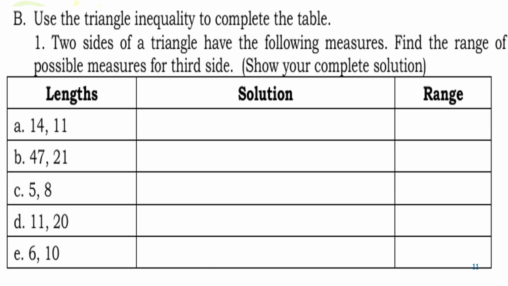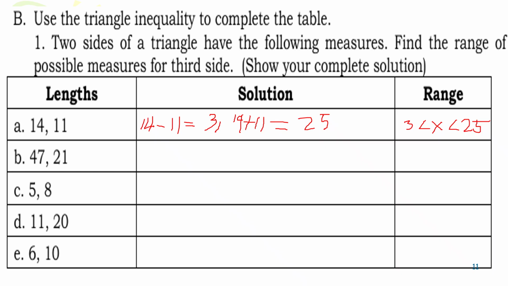Use the triangle inequality to complete the table. Two sides of a triangle have the following measures. Find the range of the possible measures for the third side. Okay. So just like what we did before, we can do 14 minus 11, that equals 3. Then if we add, 14 plus 11 equals 25. Now, we could say that 3 is less than x and less than 25. So that is the range.